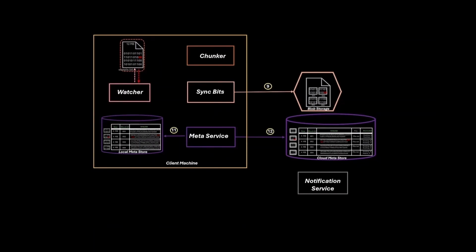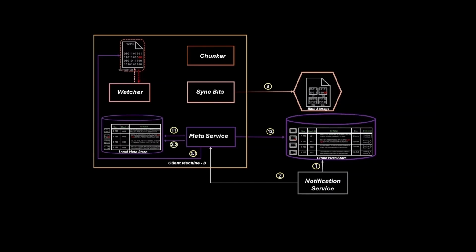If we just replace the client machine with client machine B, the complete process would work as it is, apart from some of the workflows. So the notification service detects the change made to the cloud metastore, and then at step number 2, it sends the notification to the meta service. So the meta service takes all the changes from the cloud metastore and saves those changes to the local metastore. Before that, meta service takes all the updates from the blob storage, saves that particular file change, and syncs the file on the local machine.